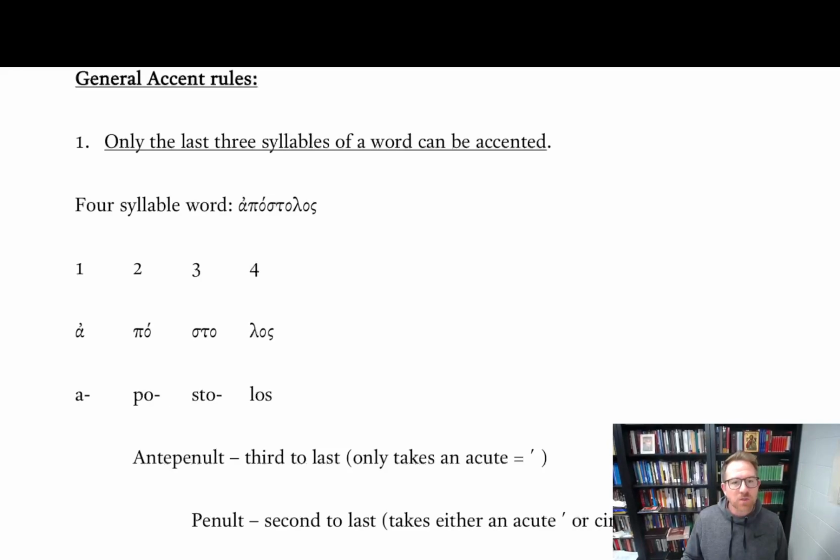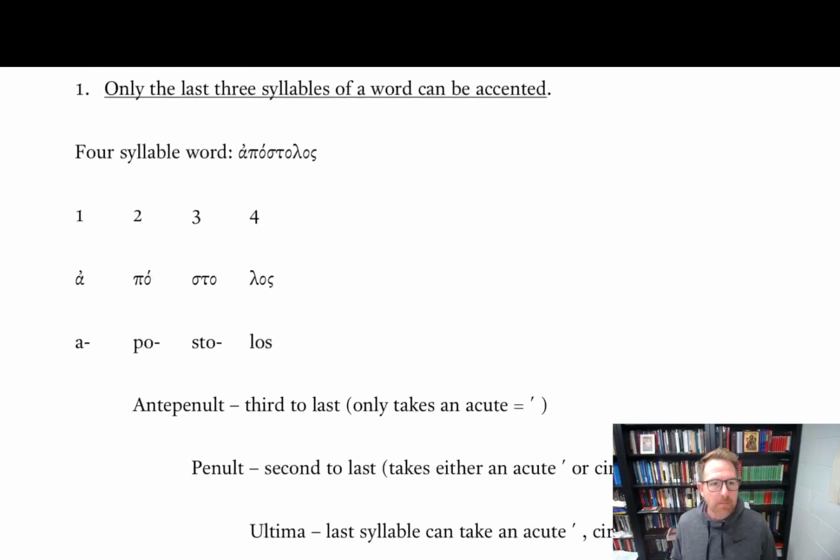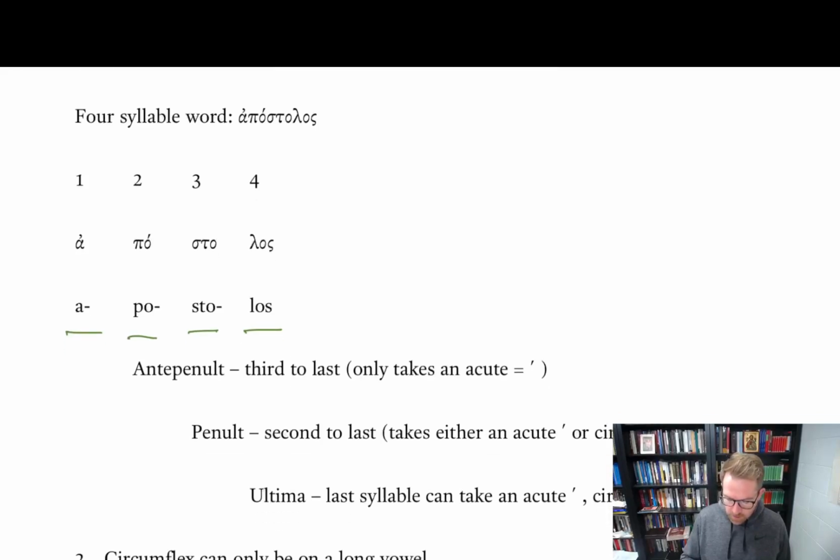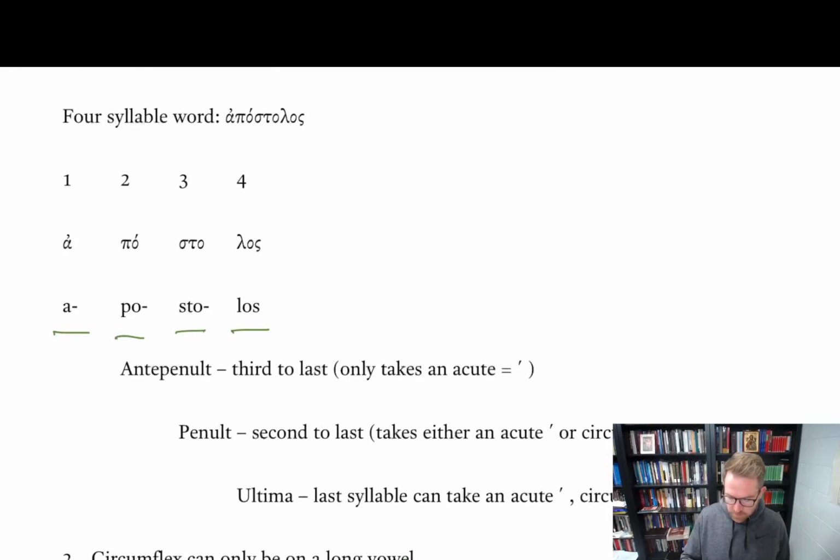Only the last 3 syllables of a word can be accented. So on a 4-syllable word, apostolos, our first syllable is the a, second syllable is the pa, third syllable is the sta, fourth syllable is the los. Only these last 3 syllables can be accented.